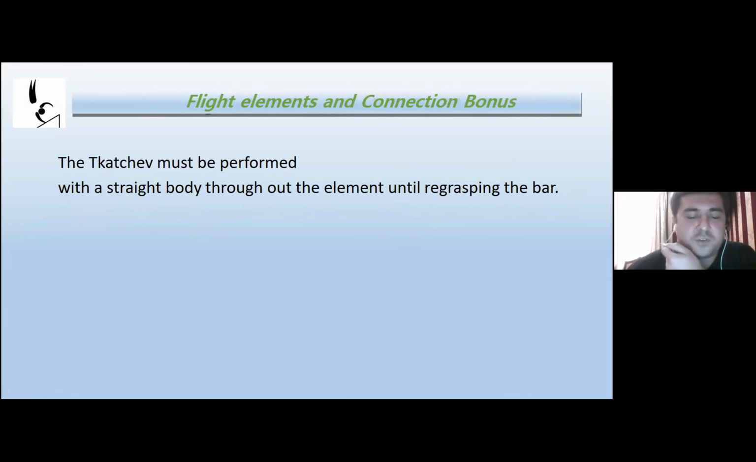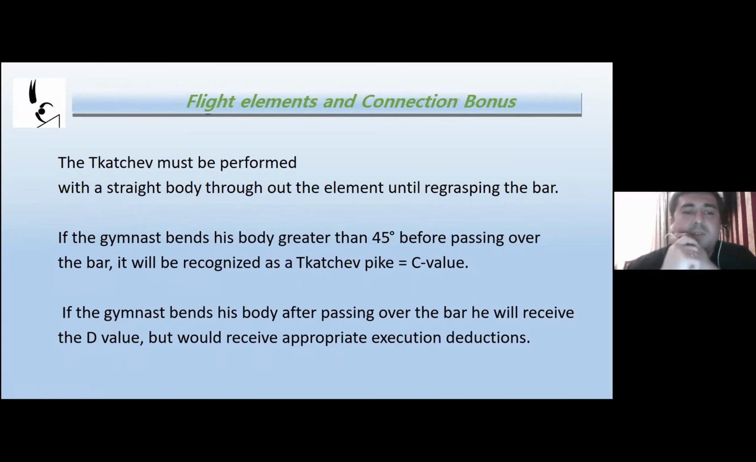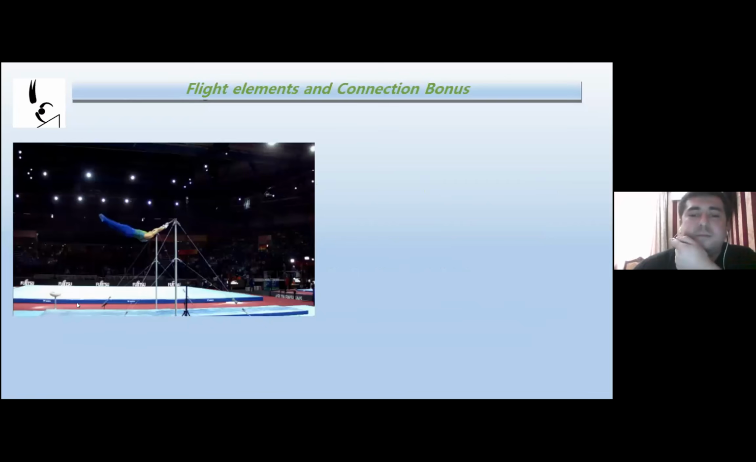Regarding the Tkachov straight, the Tkachov must be performed with a straight body throughout the element until grasping the bar. If the gymnast bends his body greater than 45 degrees before passing over the bar, it will be recognized as a Tkachov pike, C value. If the gymnast bends his body after passing over the bar, he will receive the D value, but would receive the appropriate execution deduction.